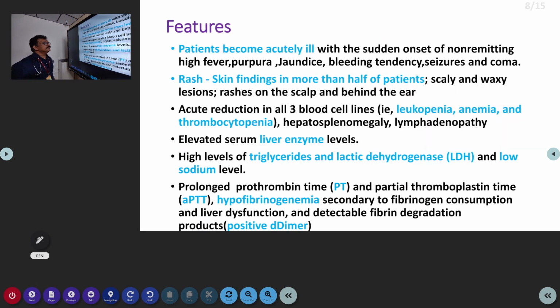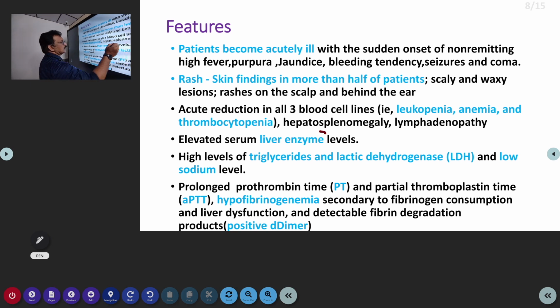Now, patients can become acutely ill during macrophage activation syndrome. They can have high fever, purpuric rashes all over the body, jaundice due to liver disease, bleeding tendencies due to elevated PT-INR and APTT, seizures, coma. Skin rashes can be seen in many patients. Scaling of skin or complete discoloration can occur. Some patients can have pancytopenia, leukopenia, anemia, or thrombocytopenia. So all these things can be there.